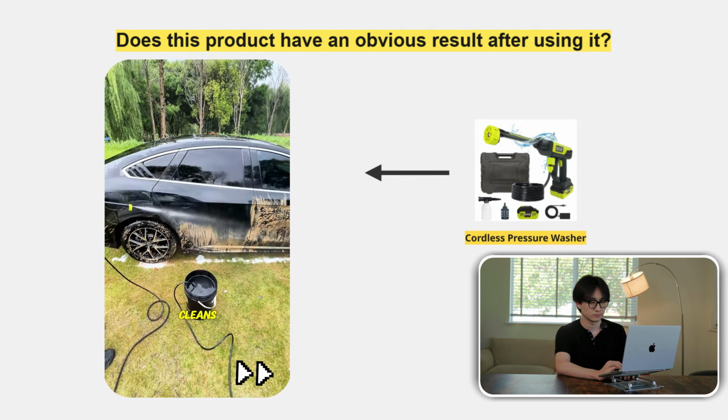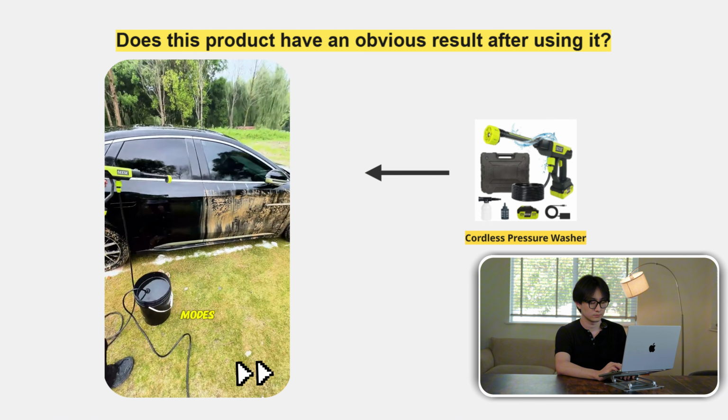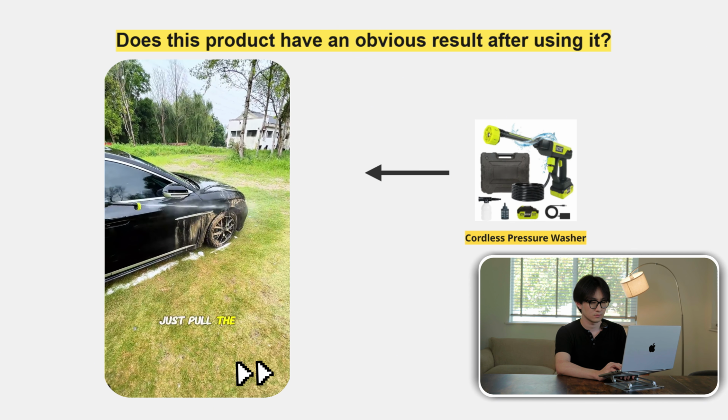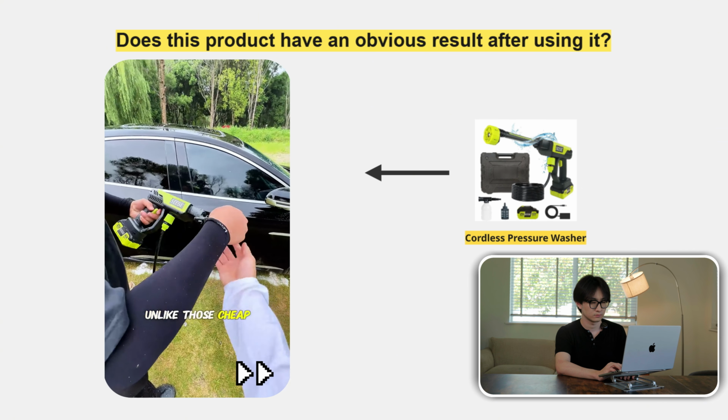Look how much faster this thing cleans. It has an adjustable nozzle, so you can easily switch spray modes. It's great for cars, trucks, driveways, and even tough dirty spots. It also comes with a foam cannon attachment. Just pull the trigger and the foam sprays out like an explosion. Unlike those cheap foam sprayers, there's no waiting.